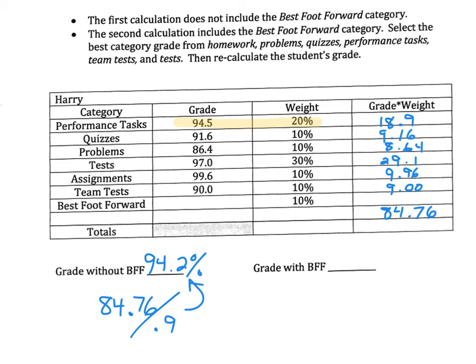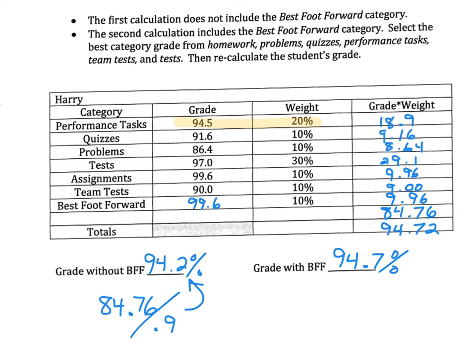All right, let's go ahead and put in the best foot forward grade, which is her highest category. It looks to be assignments at 99.6. So she now has another, or why am I saying she? This is Harry. That's another 9.96 to tack on to the 84.76. And that comes out to a 94.72. And since that's out of 100%, we can divide by 1. And of course, dividing by 1 doesn't change anything, so we're at a 94.7% with the best foot forward.